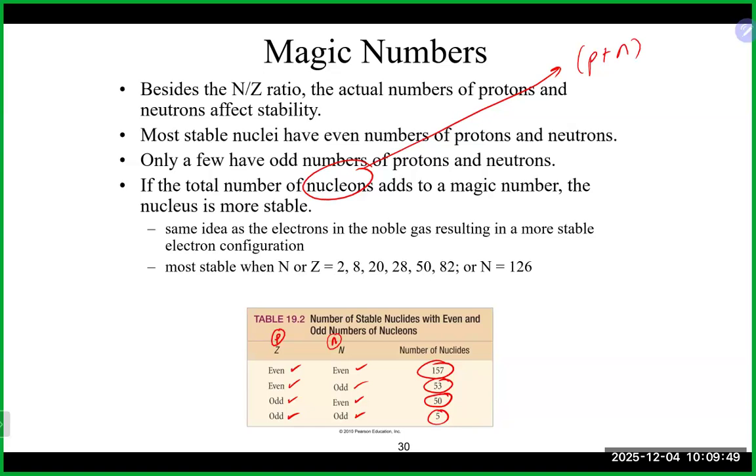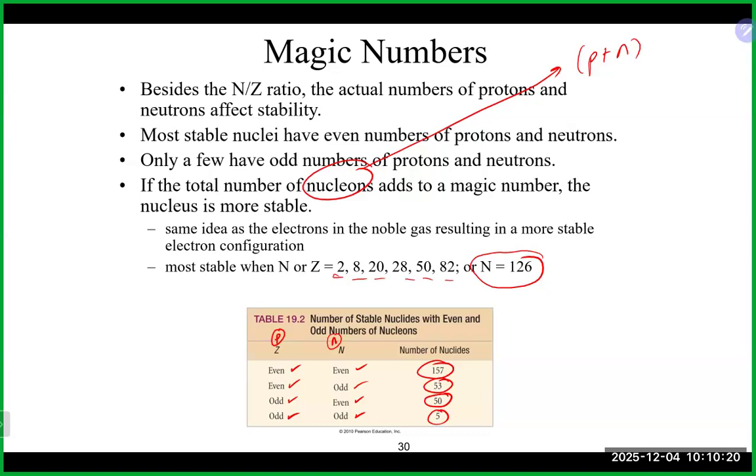It's kind of like stability and bonding when everybody tries to get to the noble gas configuration in terms of their electrons. So if protons and neutrons add up to these numbers, then you get pretty good stability. They're most stable when either neutrons or protons are 2, 8, 20, 28, 50, 82, and your mega number is 126 in terms of neutrons. So those are just some other ways to look at stability.